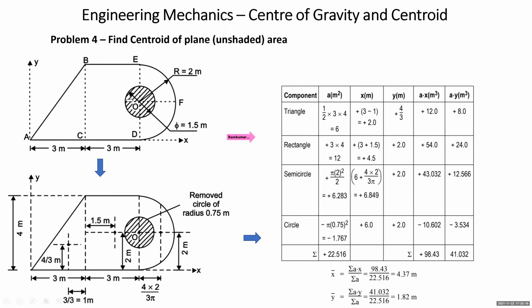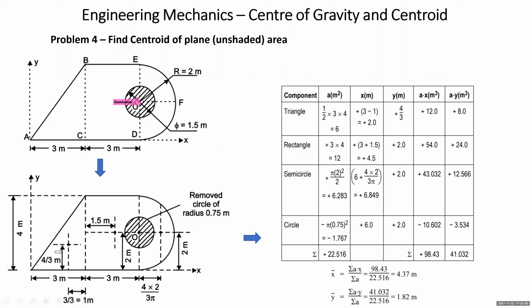So the shaded area in this problem is the removed area. In this problem, you will have to split it into simple figures. This composite area is this much. So how will you take it up? Triangle plus rectangle plus semicircle minus circle. Again, I repeat it. In this figure, the composition will be: triangle plus rectangle plus semicircle minus circle. This will be my composition, right?